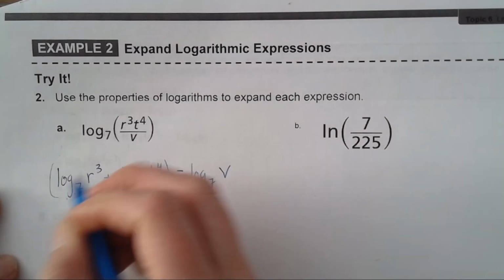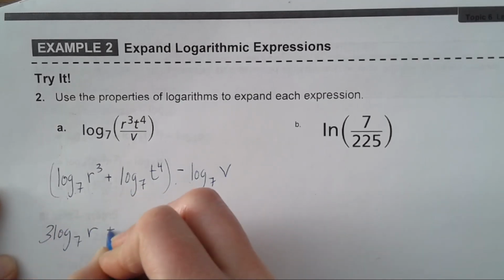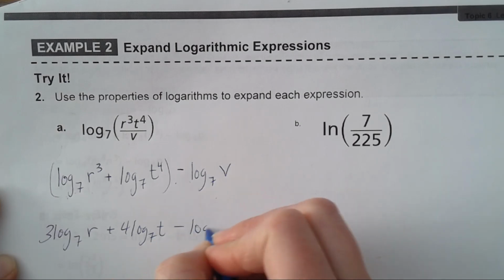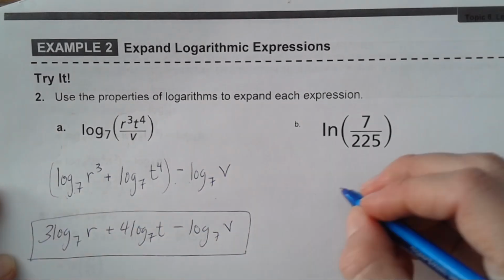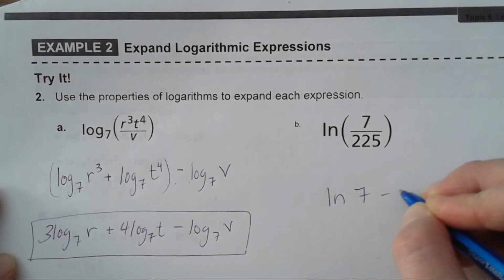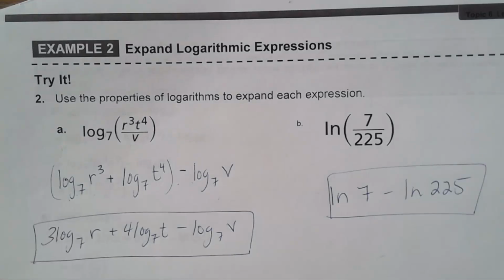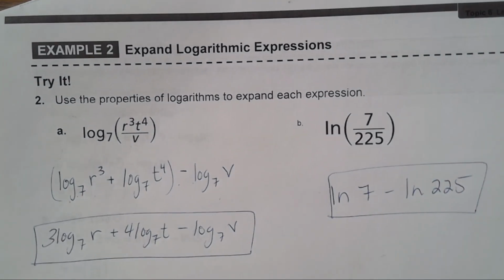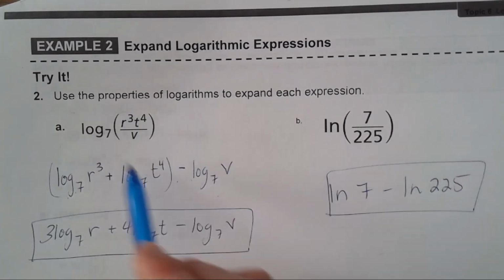And so we should have 3 log base 7 of r plus 4 log base 7 of t minus log base 7 of v. Here we would have the ln of 7 minus the ln of 225. So that is expanding out, right? We're making them bigger. On the test, I'm not going to have you rewrite this, so you should just be able to expand it and then circle your answer.